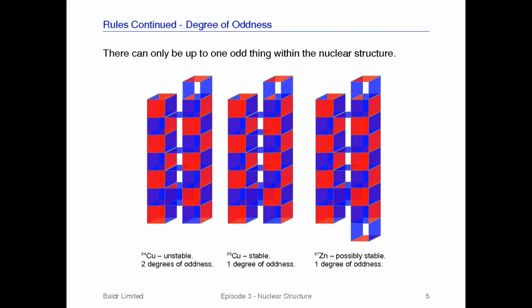So here we show you three examples. Starting on the left we have a possible structure for copper 64. However, it has 2 degrees of oddness, and thus this structure would not exist in nature. These 2 degrees of oddness come from the unpaired neutron bond, which is located at the top of the structure, and from the unpaired NPN hat, located on the top right hand column.